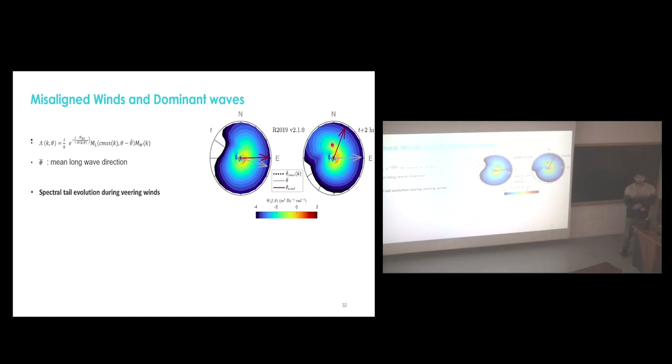So then at some point there was an imbalance, and then the tail of the spectrum would grow too rapidly to unrealistic levels.